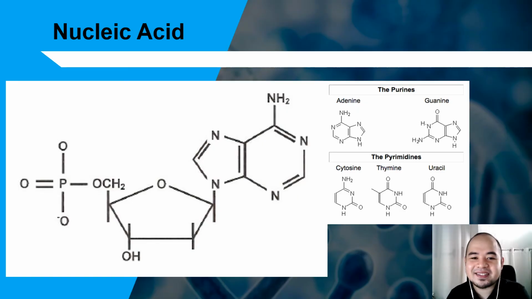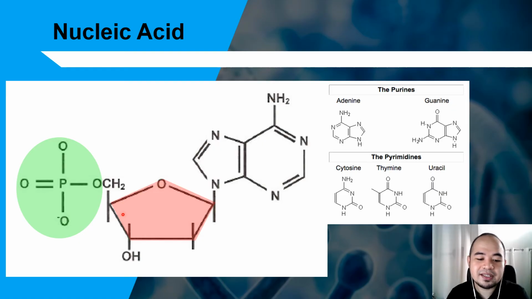Okay, now let's discuss the last but definitely not the least group of biomolecules. We have the nucleic acid. Okay, kung sa protein, the monomer is amino acid. Sa nucleic acid, the monomer is nucleotides. Okay, so the nucleotide, like the amino acid, meron din siyang subparts. Okay, first is the phosphate group, the pentose sugar.